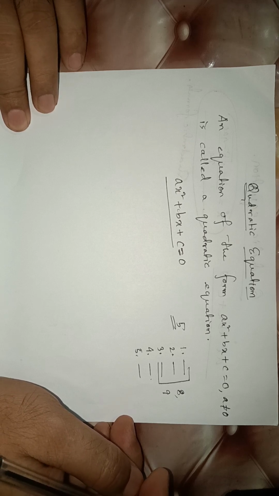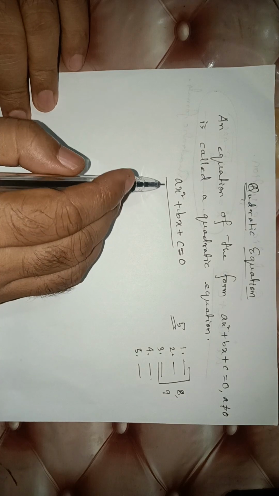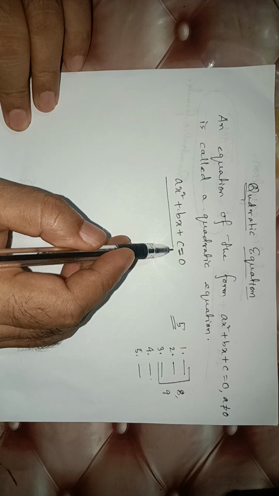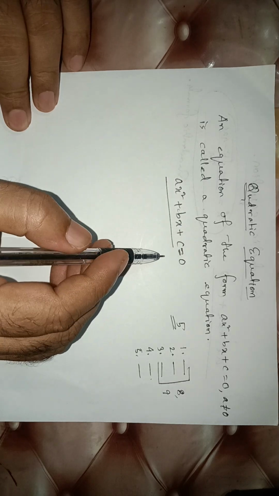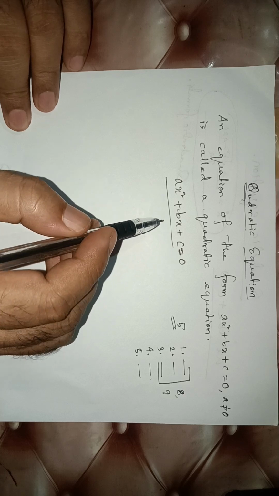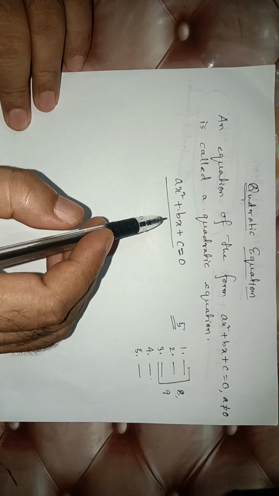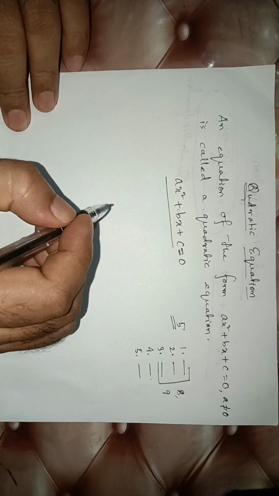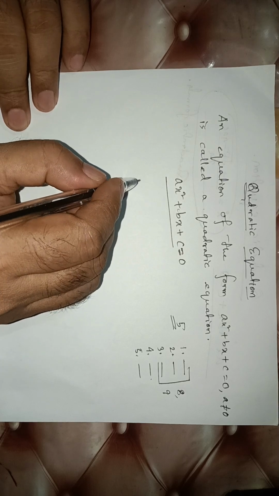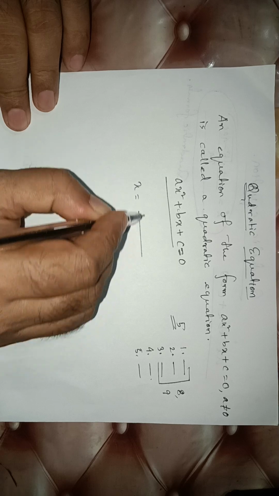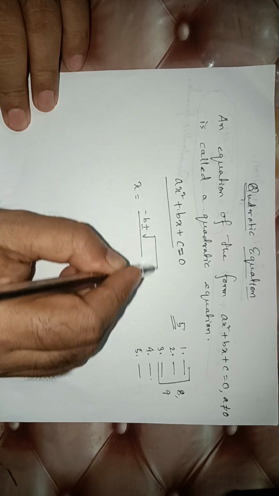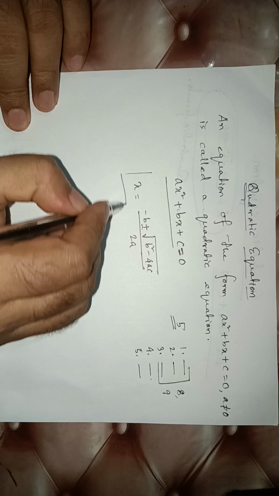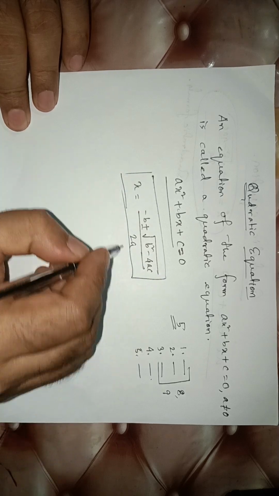What is the method of completing square? When you solve ax square plus bx plus c equal to 0 by the method of completing square, you will get a situation which is the quadratic formula, x equal to minus b plus minus root over b square minus 4ac, divided by twice a. This is called the quadratic formula.